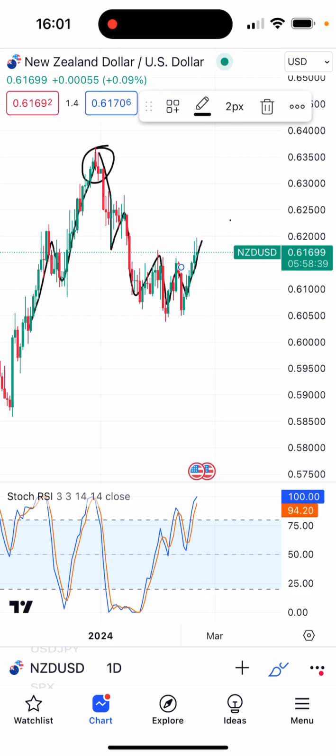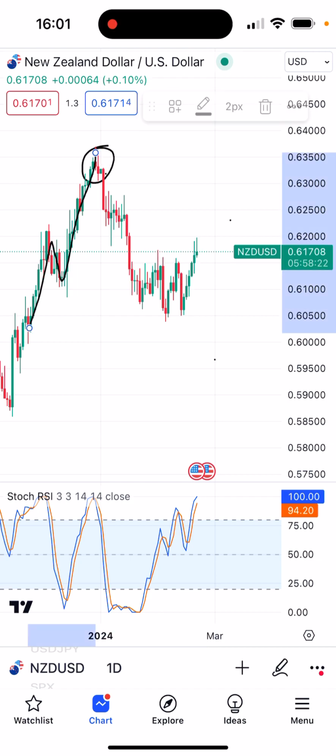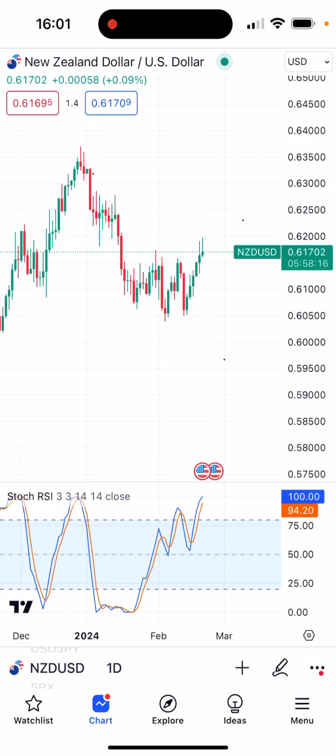Okay, so let me just delete all these lines here. Okay, so here we go. The reason why you would be looking for sells is because we are in that downtrend.